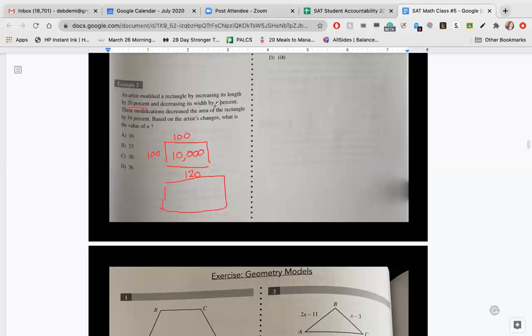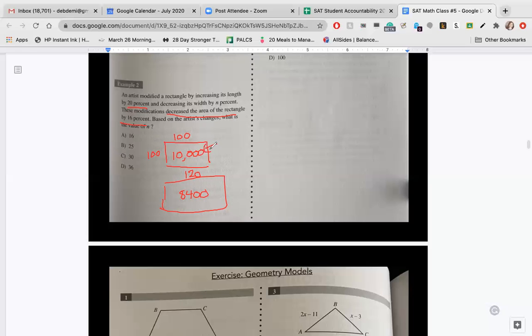And we are going to decrease the width by n%. Oh boy, if I can remember how to do this. The modifications decrease the area of the rectangle 16%. Based on the artist's changes, what is the value of n? So what did I do? I took this and I figured out what 16% of it would be. It would bring it down. It says it decreased the area of the rectangle by 16%. So that took it down to 8,400. I made mine bigger, but it decreased. I should have read that a little bit closer.